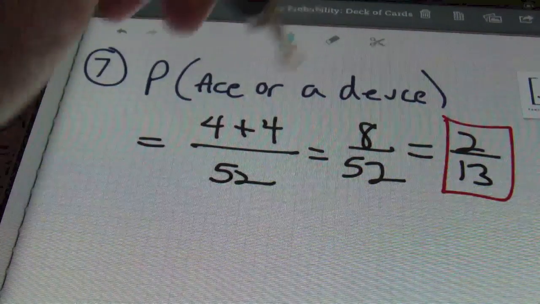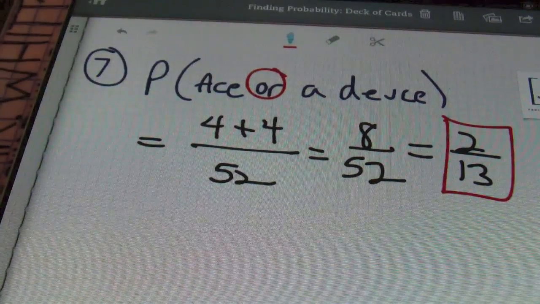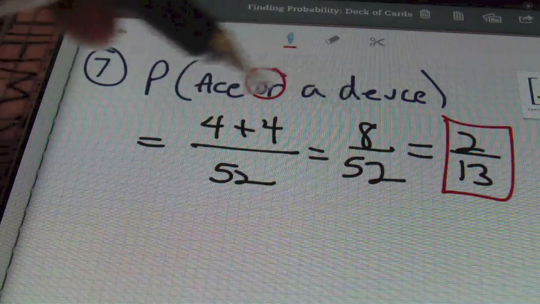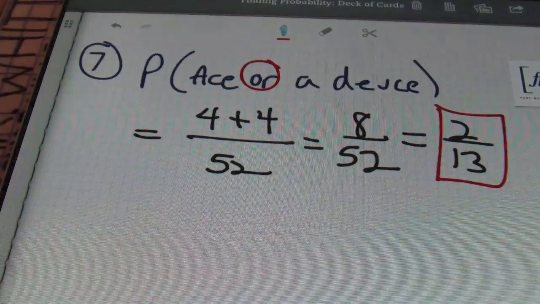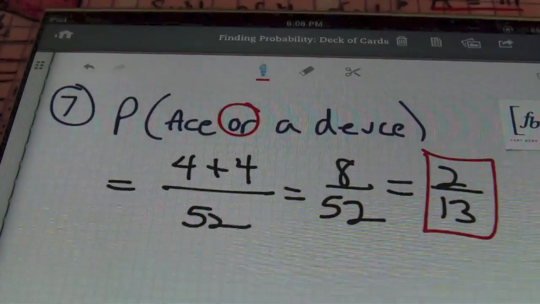So keep in mind that when you're dealing with the word or in your probability, you'll be adding those pieces together in order to get your probability, just like that. All right, so that's problem number 7. Let's continue on.